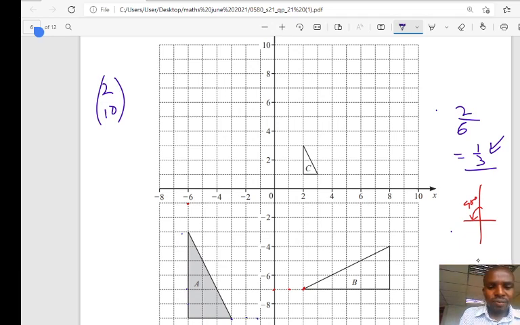So you say 1, 2 here. Then you count 1, 2, 3, 4, 5, 6, going up 7, 8, 9, 10. So this point will be here. Then for this point, you count 2 in x, 1, 2 here, then 10 on the y: 1, 2, 3, 4, 5, 6, 7, 8, 9, 10. It will be here. We're left with this one: 2 boxes in x first, 1, 2, then 10 in y, 1 to 10. It's here. That will be your image.